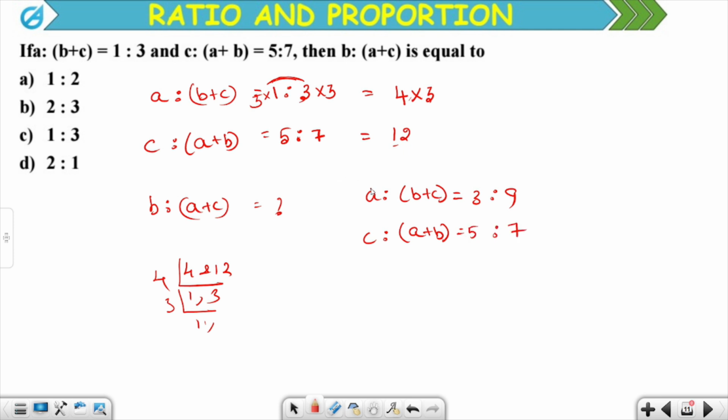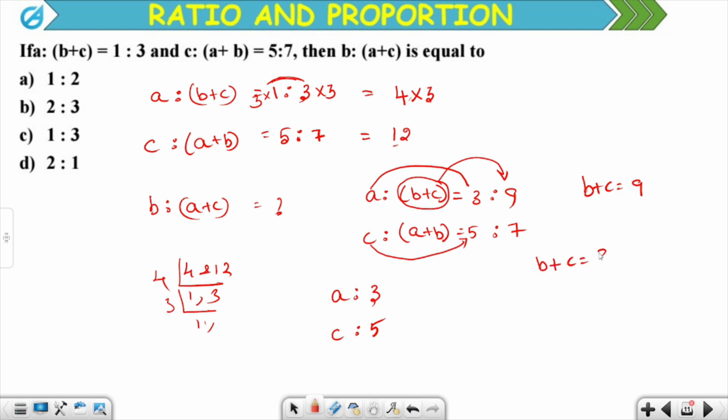Okay, now what is the value of A? 3. What is the value of B plus C? 9. Similarly here, the value of A is nothing but 3. The value of C is nothing but 5. And the value of B plus C is nothing but 9. See here, you know B plus C is equal to 9, and the C value is nothing but 5. So B plus 5 is equal to 9. What will be the value of B? The value of B will be 4.